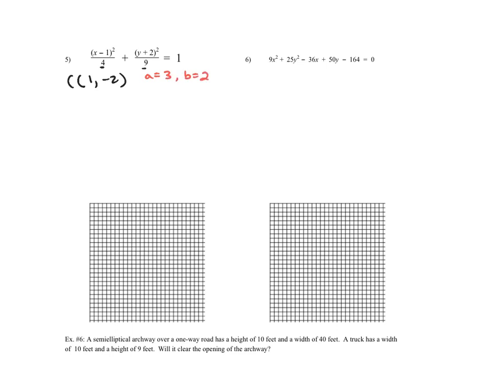So we'll go ahead and graph this by first drawing in our x and y axis, and then we'll mark our center 1, negative 2. From there, because our a value is 3 and it's under the y, we're going to count up 3 and down 3 for our vertices. So our vertices are at 1, 1 and 1, negative 5. We'll use the b value to find out how wide this thing is and count 2 to the left and 2 to the right of the center. And we'll graph it.